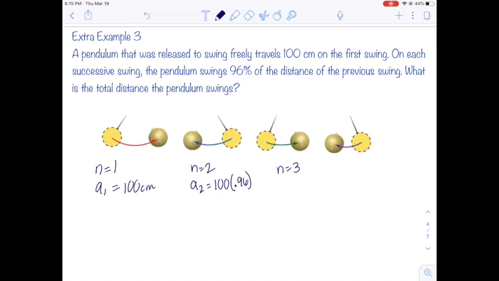And then on your third swing, you would have a sub 3, which is 100 times 0.96 to the second power. You just multiply by another 0.96. And then on your fourth, you've got a sub 4, which is 100 times 0.96 to the third power. Let me erase that. To the fourth. Oh, that's even worse.